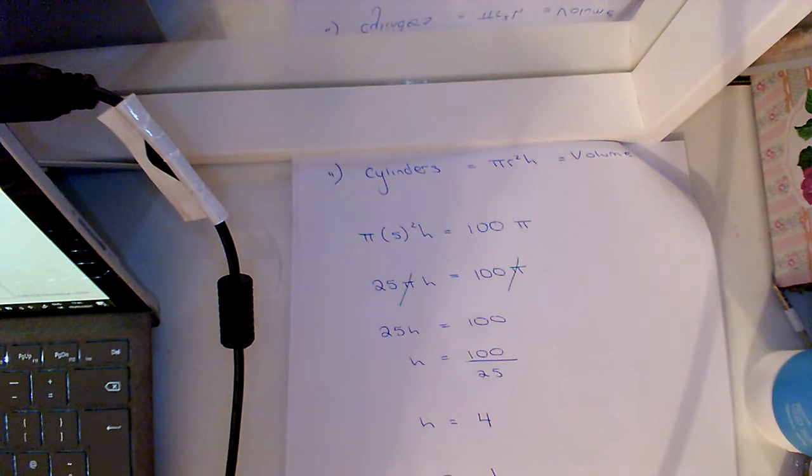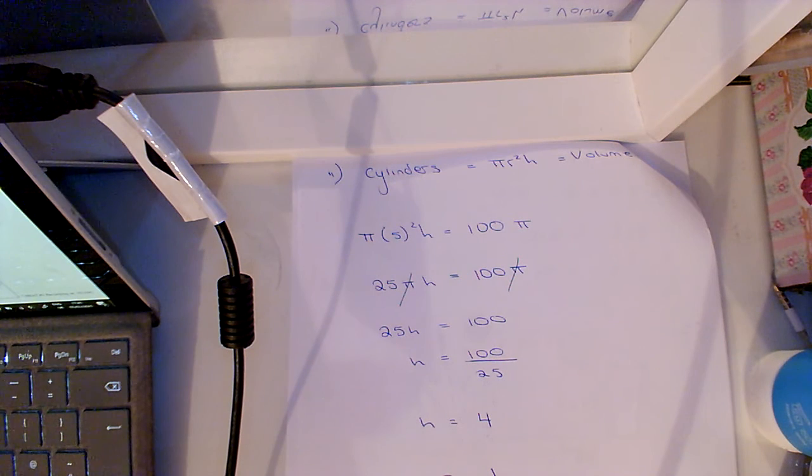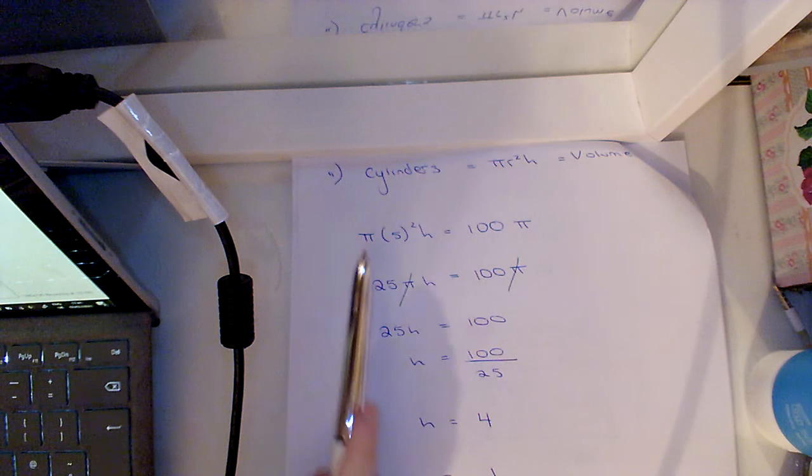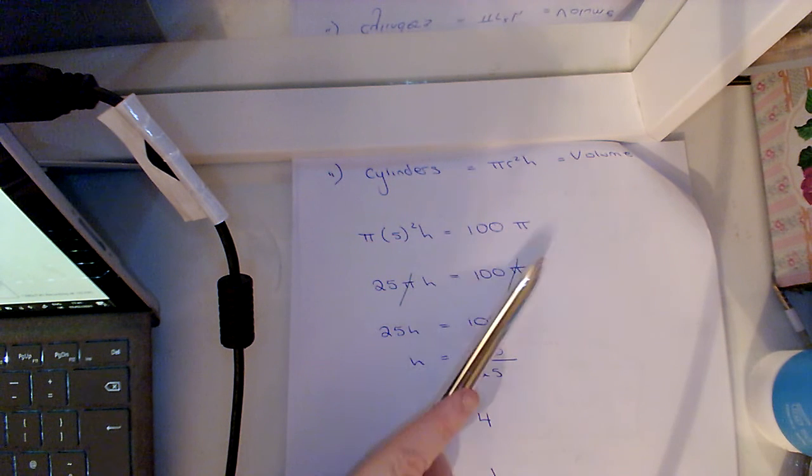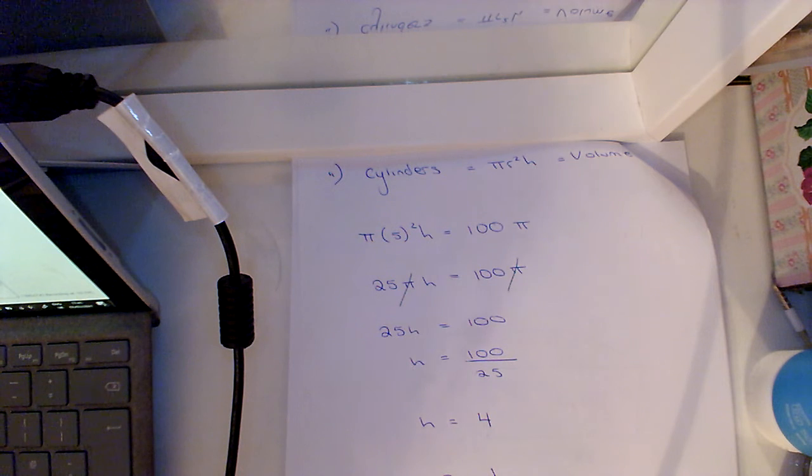Okay, so for part 2 of this question I'm dealing with cylinders. So my volume for cylinders is pi r squared h. For part I, I have my pi, I have my radius, I don't know my height but I know my volume, so I sub in. So I have pi bracket 5 to be squared h is equal to 100 pi. 5 squared is 25 pi, h is equal to 100 pi.